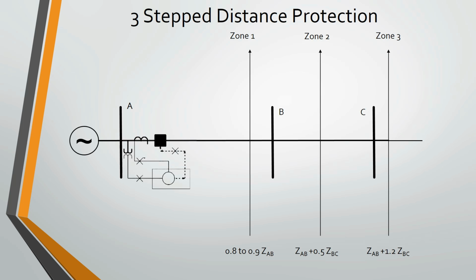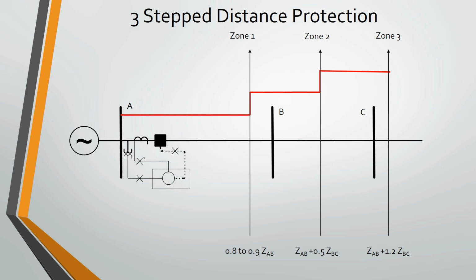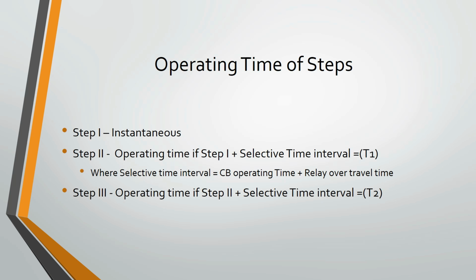This is zone 1, that is 80 to 90% of the entire considered line. Zone 2 considers the entire length of AB and 50% of the adjoining line BC. Zone 3 considers the entire distance between A and C and also exceeds to 20% of the next line. The tripping criteria for these zones are as such. For zone 1, there is instantaneous tripping. For zone 2 and zone 3, the timings are T1 and T2 respectively. T1 and T2 are decided as such.